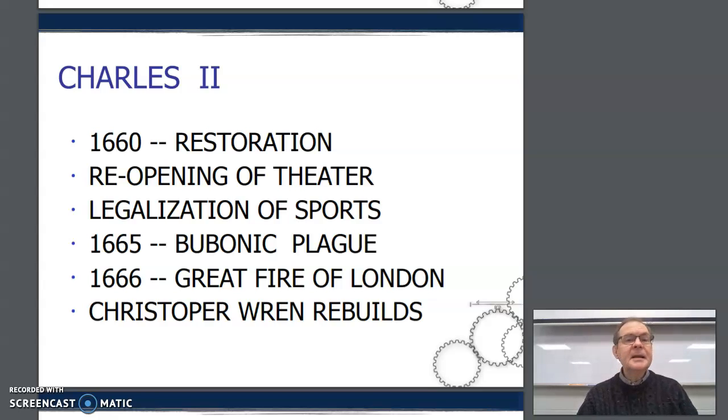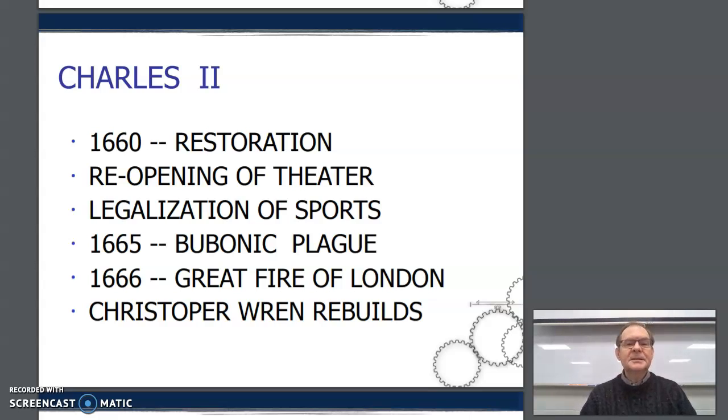And so they demanded in 1660 that the royal family be invited back. They got rid of the Cromwells, and the royal son, Charles II, returned to England from France in what they call the restoration of the monarchy. Sports and theater became legal again. Women appeared on stage for the first time as actresses.